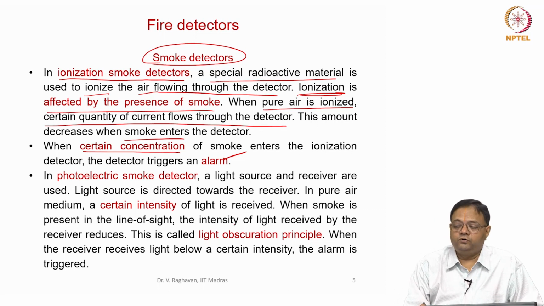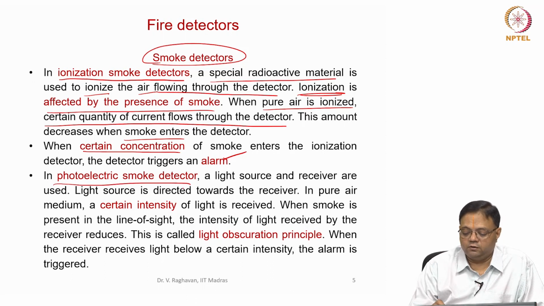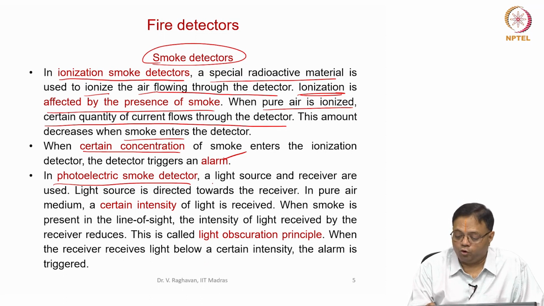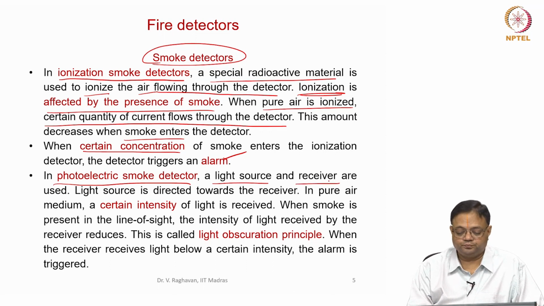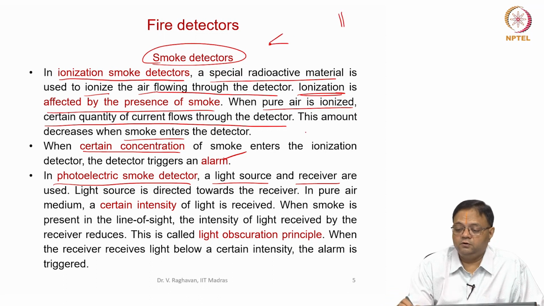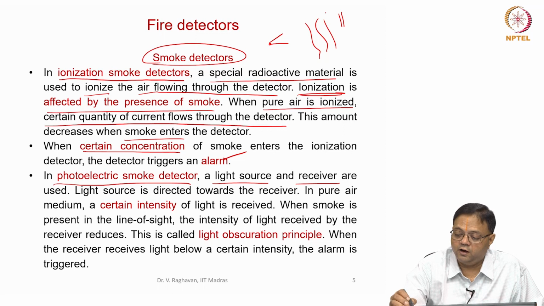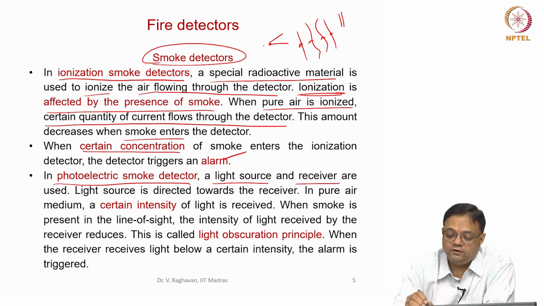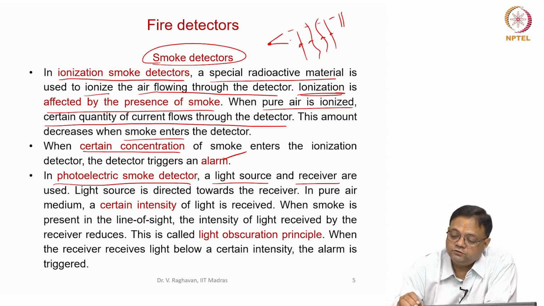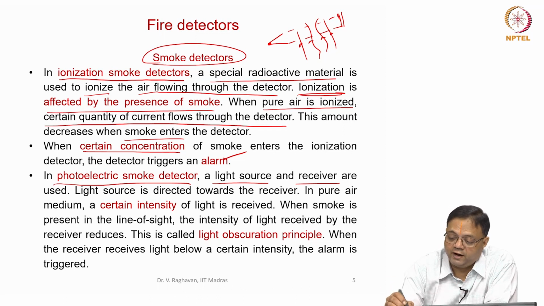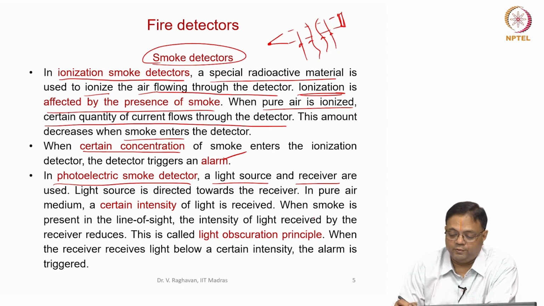The second type of smoke detector is the photoelectric detector. This is optical based. A light source and a receiver are used in this. So, for example, there is a light source and there is a receiver, and a flow of gases can be in between these two. If only air flows between the light source and the receiver, a certain intensity of light is going to be received by the receiver.